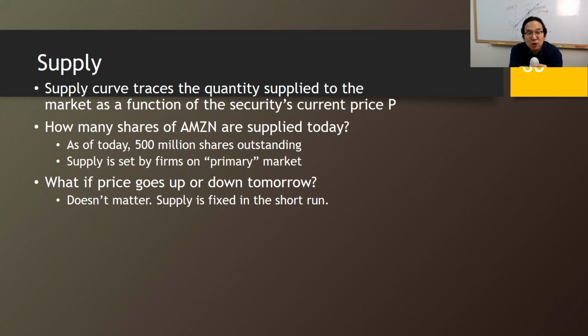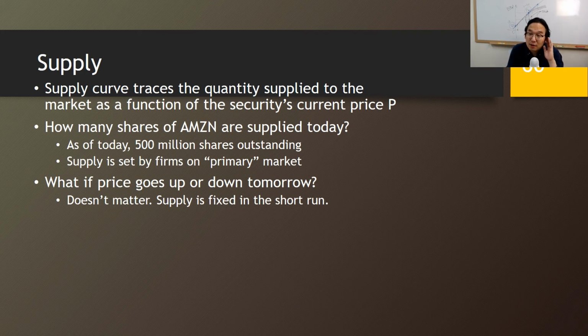Now, how many shares of Amazon are supplied today? As of today, let's say 500 million shares are outstanding. Shares outstanding is the one. Supply is set by firms on the primary market, through the IPO or a seasoned equity offering, which is like a 유상증자, increasing your number of shares outstanding. But you might think that the supply curve is upward sloping, is it this way or this way? In your right picture, isn't it this way? You may wonder. The answer is no.